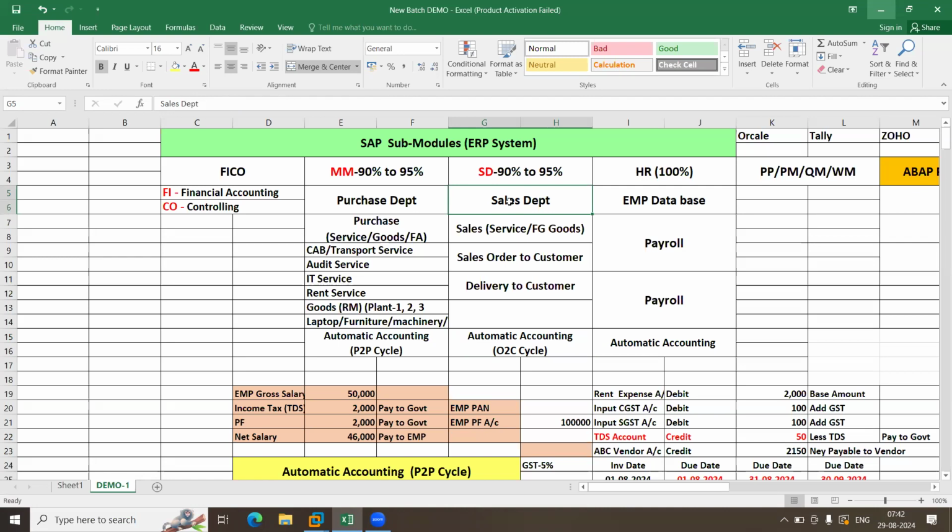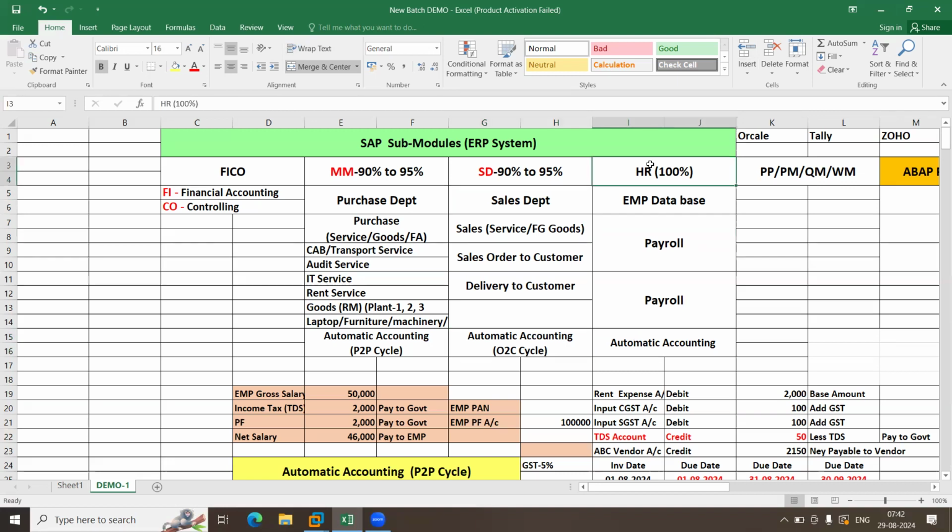Then finally, the sales we are going to book into accounting. It is revenue for the company, right? Once you sell some product, we have to book the sales accounting revenue automatically. Then once you sell to the customer, we have to get the money from the customer, which is collection or receipt. Even at the time of sales, what is the GST, any service sale, TDS or TCS, then collection.